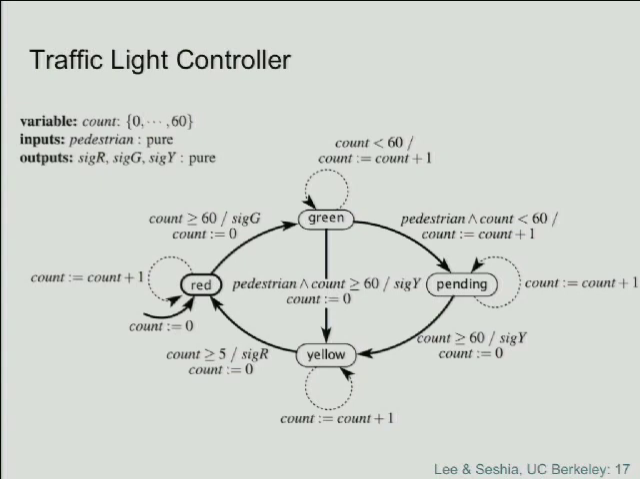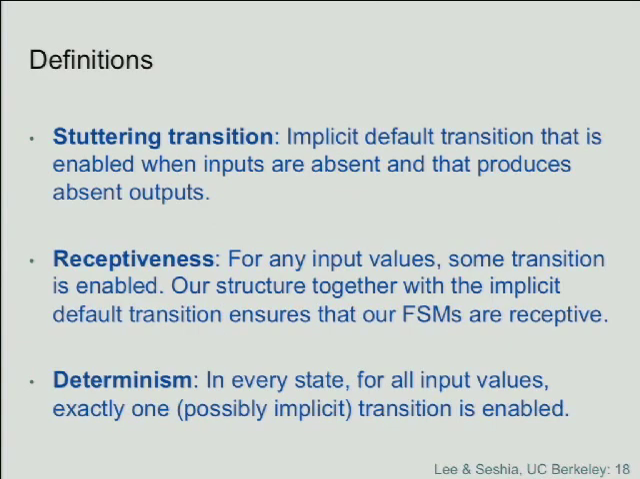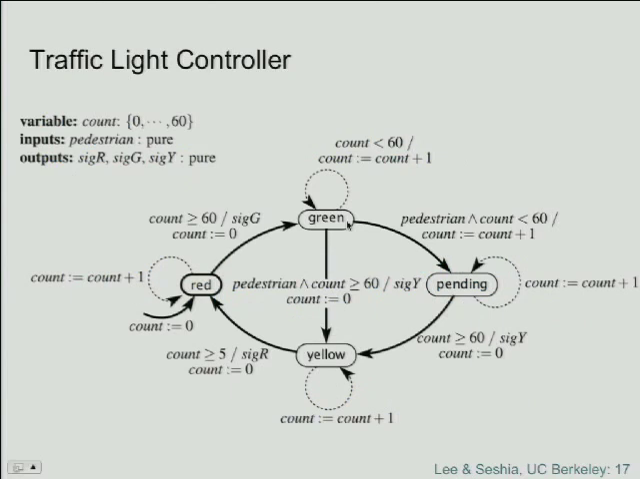Just some definitions of terminology. You'll see a stuttering transition is an implicit default transition that is enabled when inputs are absent and produces absent outputs. So in particular, I can be in this green state, and if the count has reached 60 already, and the pedestrian input is absent, then what happens in the reaction? Well, neither of these transitions is enabled, and neither is the default transition because it's guarded by the count being less than 60. So none of the transitions are enabled. So I stutter. And stuttering means that the outputs are absent and no variables get updated.